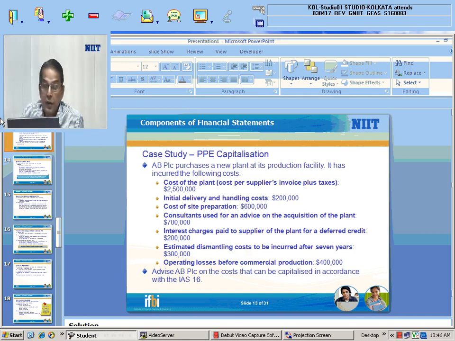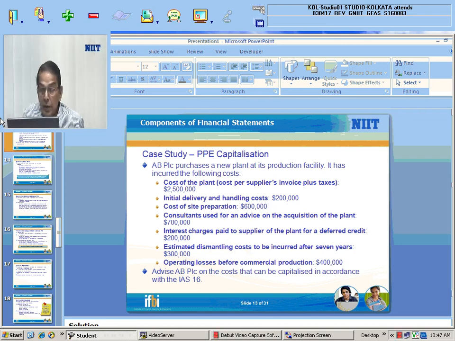But interest charges paid to the supplier of the plant for a deferred credit, which is a borrowing cost, cannot be capitalized because it is not a qualifying asset. Now I will explain what a qualifying asset is. Because you are going to pay the supplier over a period of time, not the entire money at once, the supplier will be charging some interest. That is a borrowing cost. But since this is not a qualifying asset, the interest charges paid to the supplier for the deferred credit cannot be capitalized. Borrowing cost can be capitalized only if the asset is a qualifying asset. And we'll explain what a qualifying asset is.